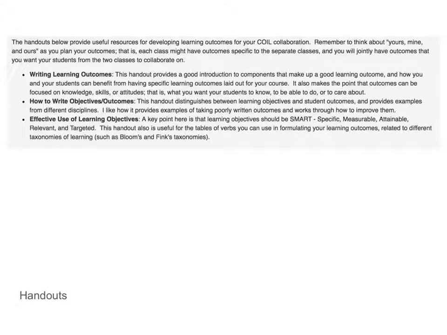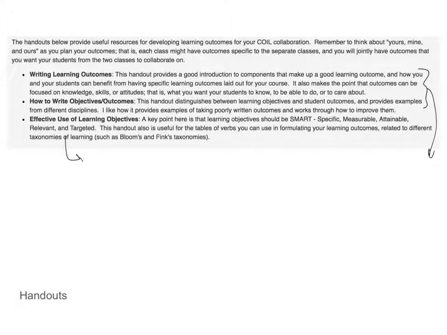So I've uploaded a number of handouts. They're relatively short, a few pages each, that you can use to draw on as resources for working together to develop outcomes for your collaboration. The first two are very good in terms of walking through the process of constructing learning outcomes. They provide examples of good learning outcomes, other examples of learning outcomes that could be improved because they're too vague or whatever.